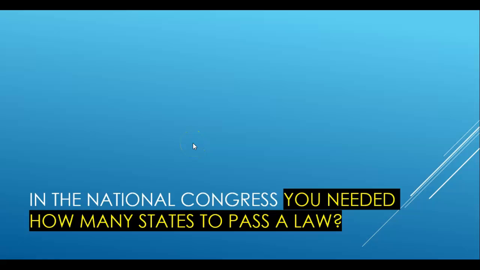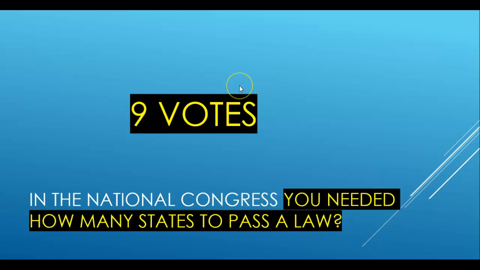Moving on, they then said, okay, well, if every state has 1 vote, we've got 13 votes, how many does it take to make a law? And some people thought, well, maybe 7, that's a simple majority. But no, again, they wanted to make it a little bit more difficult, and so they came up with 9 votes, sort of a super majority, which was somewhat frustrating because it was hard to get those 9 states all to agree.